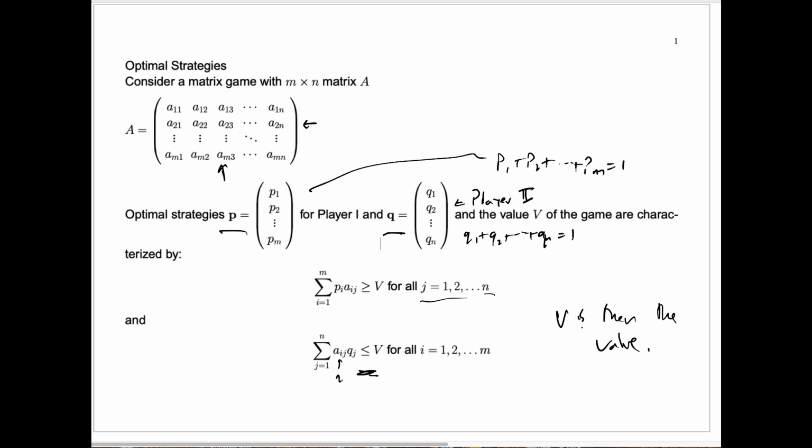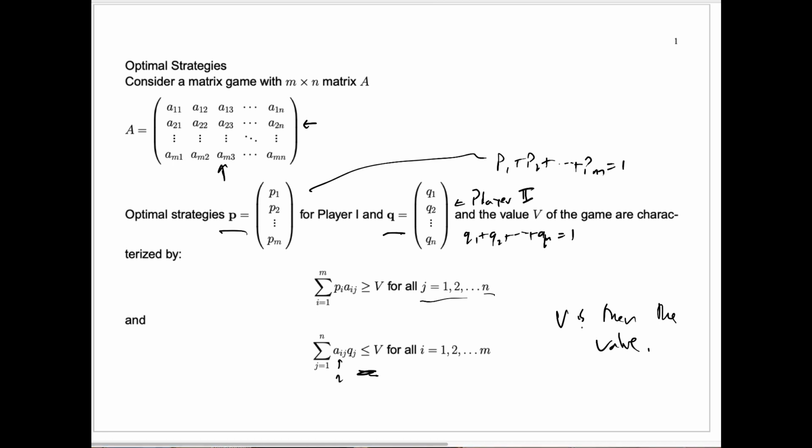Now, in general, it's going to be tough for us to find optimal strategies. We've already talked about this for 2x2 games, and we've seen examples of how you compute this for 2 by n or m by 2 games. In those cases, you can use the techniques we've discussed to find the actual value of the game and the optimal strategies. But in general, it can be very difficult.